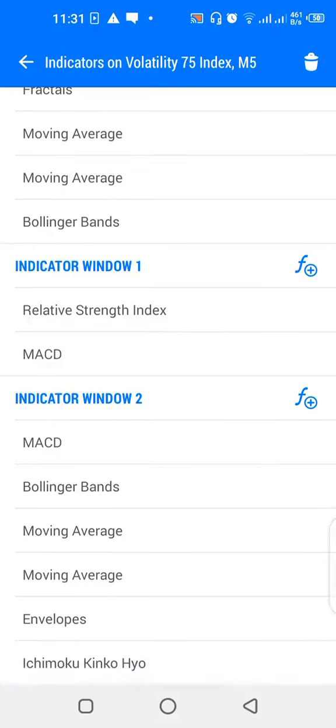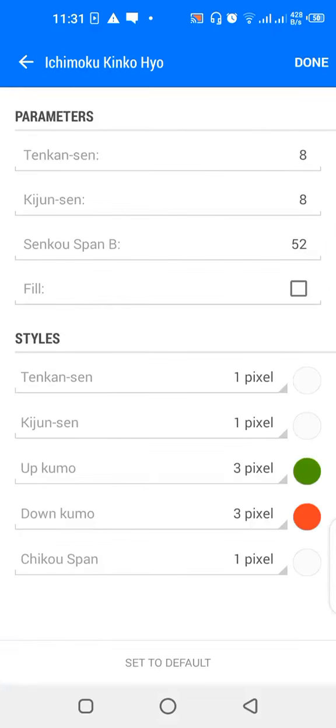Then we have Ichimoku, which is the last indicator on indicator window 2. Tenkan Sen is 8, Kijun Sen is 8, Senkou Span is 52. Okay, and the up Kumo is green, down Kumo is red.